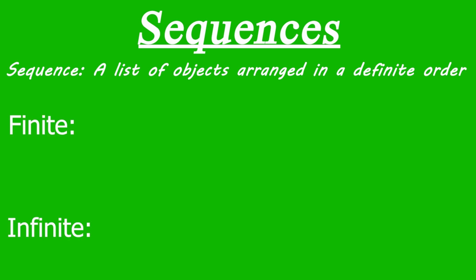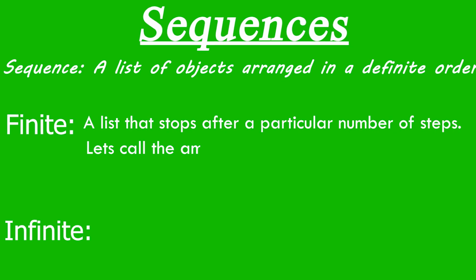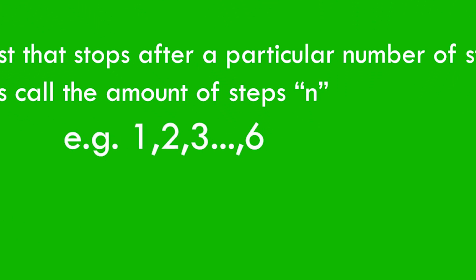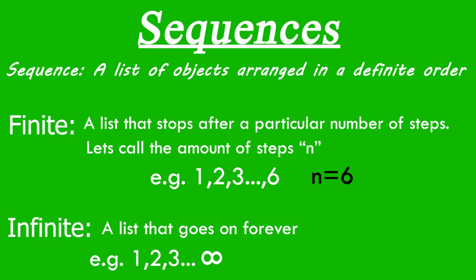What we mean by a finite sequence or list is a list that stops after a particular number of steps. Let's call them n steps. An example is given below. It takes 6 steps for that sequence to terminate, so n is 6. A never-ending list is infinite. The 3 dots imply the phrase, and so on. The 3 dots in the finite series is so on to 6, and the 3 dots in the infinite series is so on to infinity.